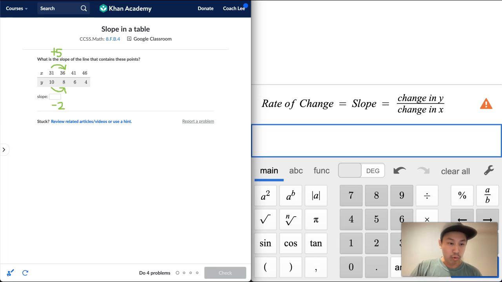Okay, so change in y, negative 2. Change in x, positive 5. Let's see if that's correct. So negative 2 over 5. Here we go. Okay, let's do one more.